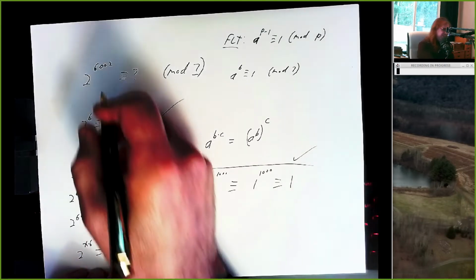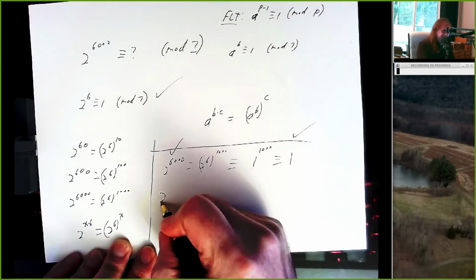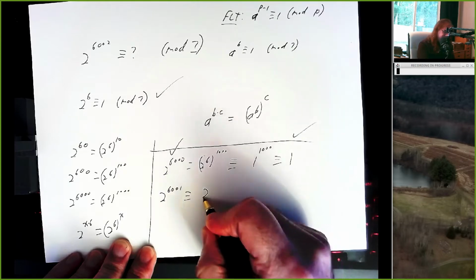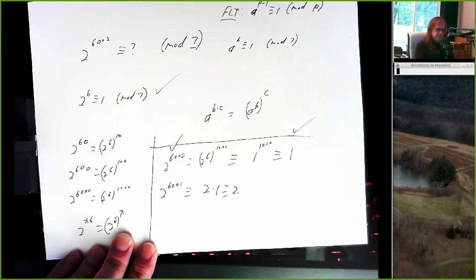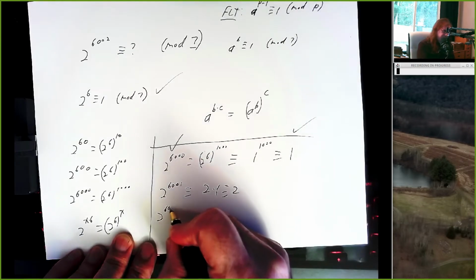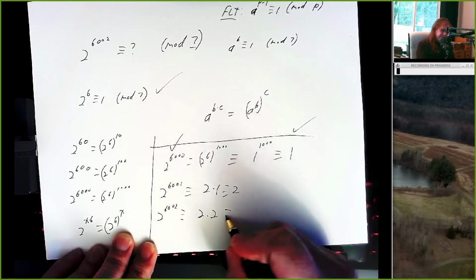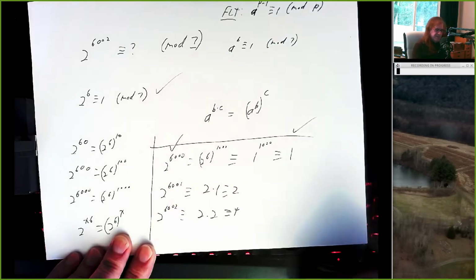And we're trying to figure out 2 to the 6,002. Well, just multiply by 2 twice. So 2 to the 6,001 is 2. 2 to the 6,002 is 2 times that previous, which is just 4. And so there's your answer.